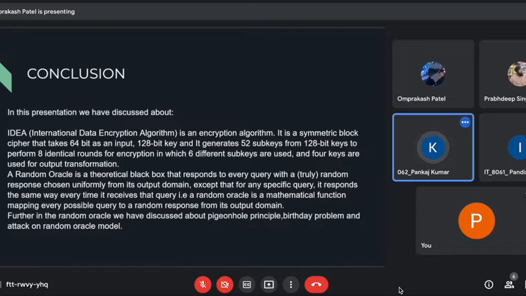And a random oracle is a theoretical black box that responds to every query with a random response chosen uniformly from the output domain. And further, we have discussed the pigeonhole principle and the birthday problem.